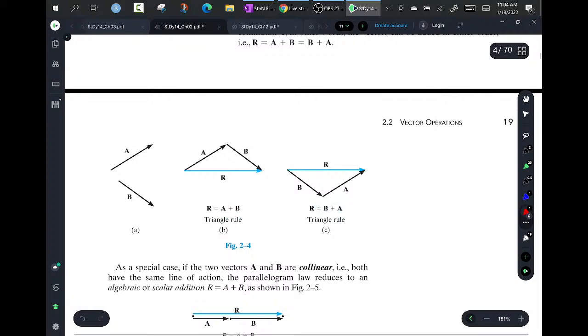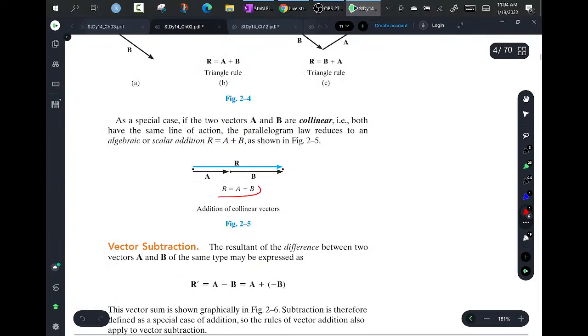It doesn't matter. If you add them directly in the same direction, that is actually the largest value you can get. There's a mathematical law about that: if the length of A is this and the length of B is that, the length of the resultant has to be less than or equal to the length of A plus the length of B.